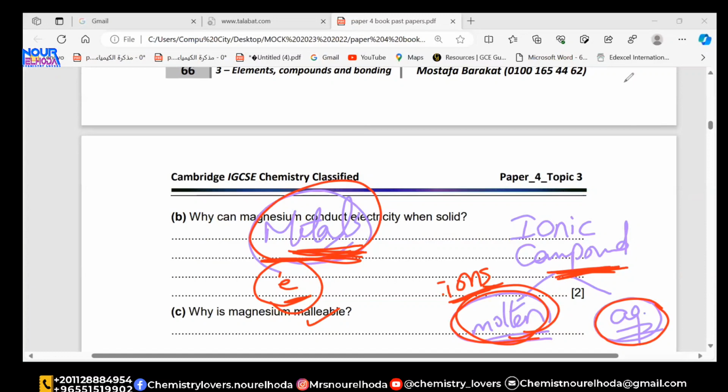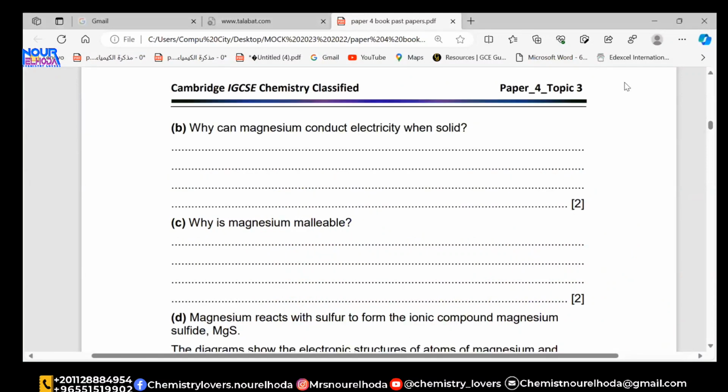Okay, why is magnesium malleable? Why do you think magnesium is malleable? This is again a very common question. Why is magnesium malleable? Who can answer this with me? Wait 1 minute, I will check another name. They are the same names again. I need others.